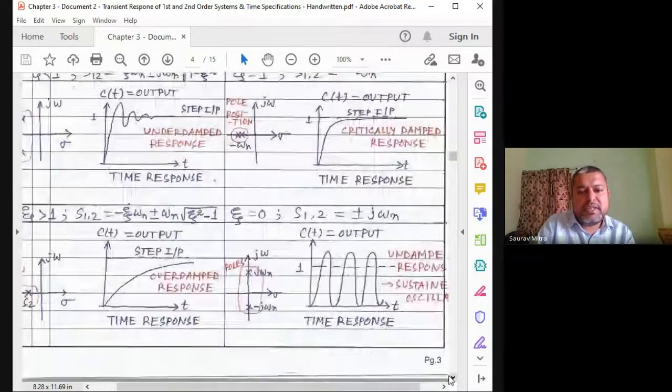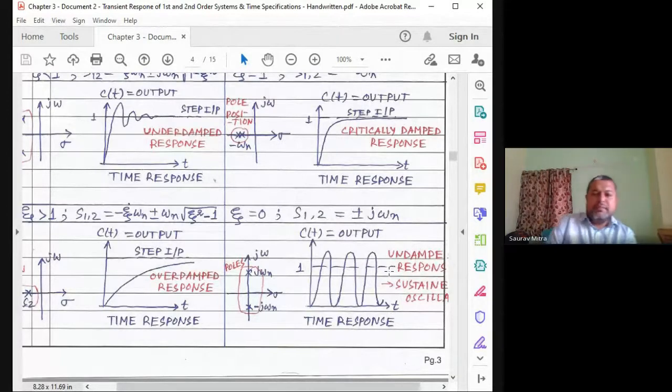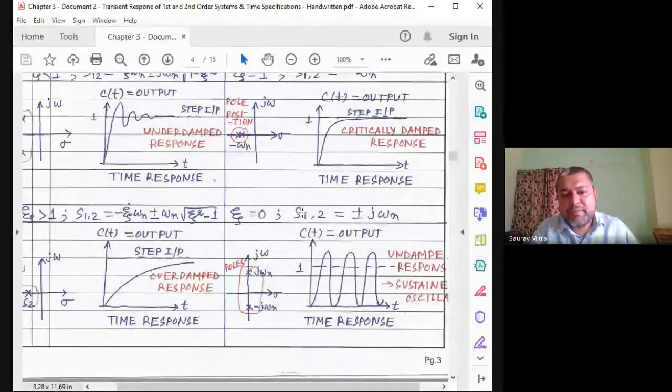For this fourth case, you are finding that all these four things I have shown together, see that this is the response. Okay, so zeta is equal to 0, s is equal to plus minus j omega n. So this will show you some kind of oscillation. I think the amplitude is not shown properly, but there will be oscillation. And what will be the oscillating frequency? The oscillating frequency will be omega n. So see that this is the fourth case, zeta is equal to 0.